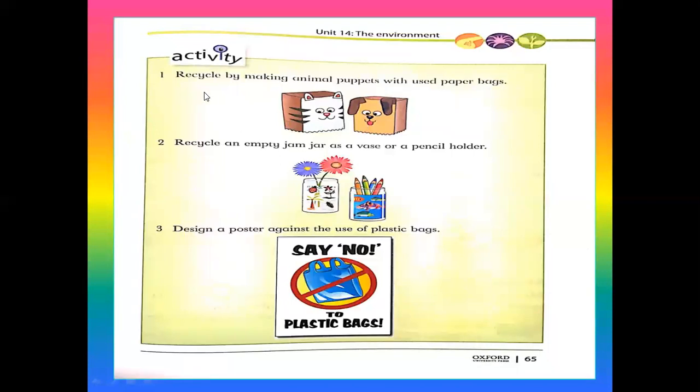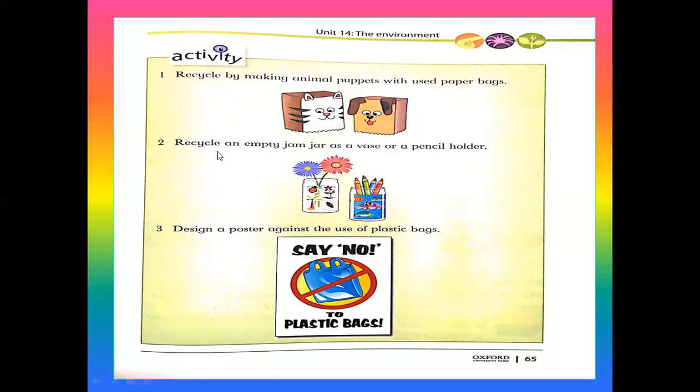Number one, recycle by making animal puppets with used paper bags. You can see here animal puppets, and you can make these from old paper bags by drawing, cutting, and pasting like this. Then you can make things like these animal puppets. Okay, so in this way you can use old things.